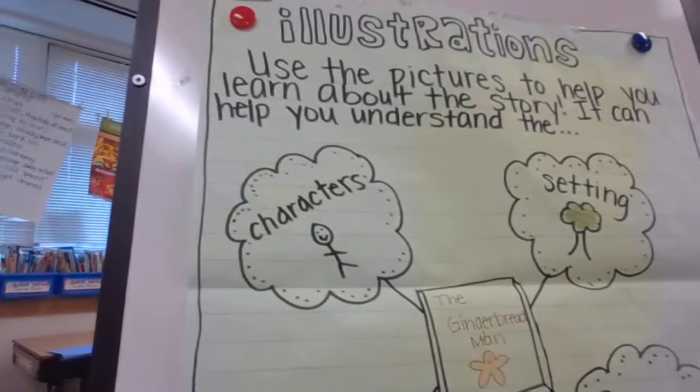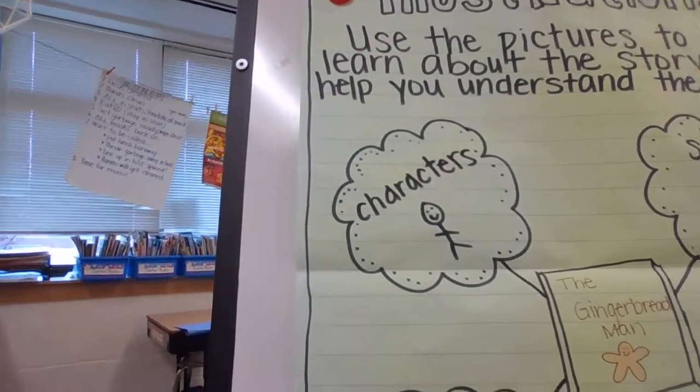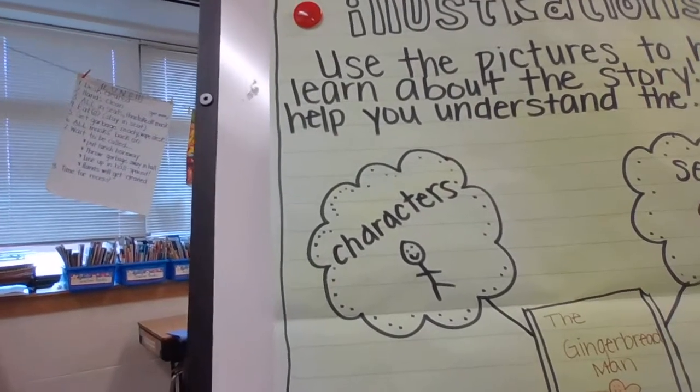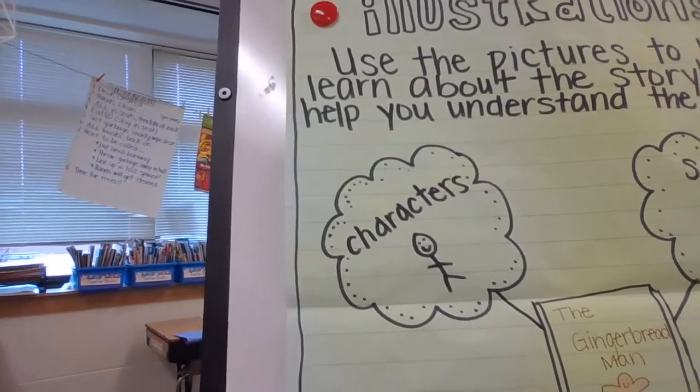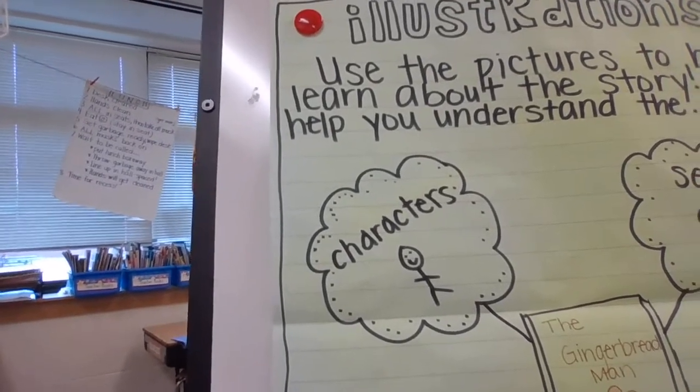So let's get started. We're going to talk about our characters first. The pictures can show more about a character. Does the character look happy or sad? Are the characters young or old? The text can also tell you more about the character too. How does the character feel? What did the character say and do?